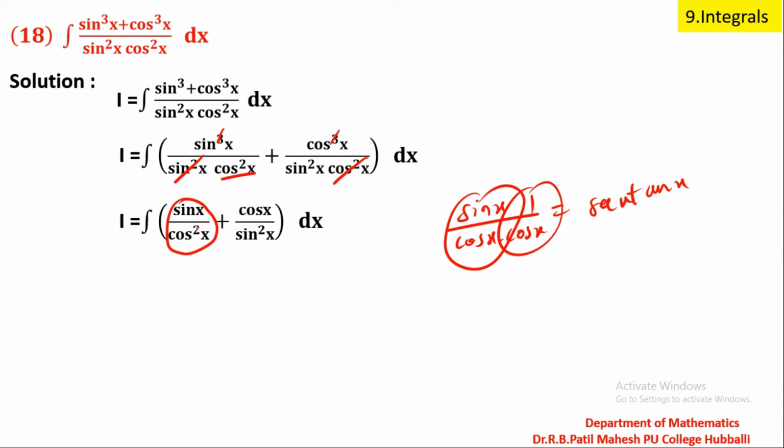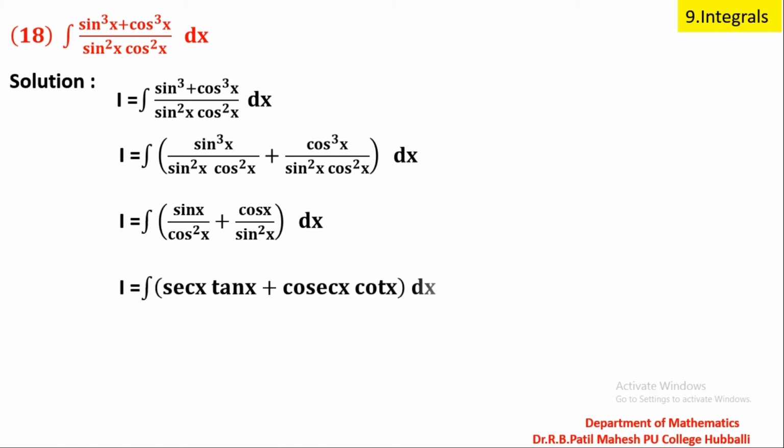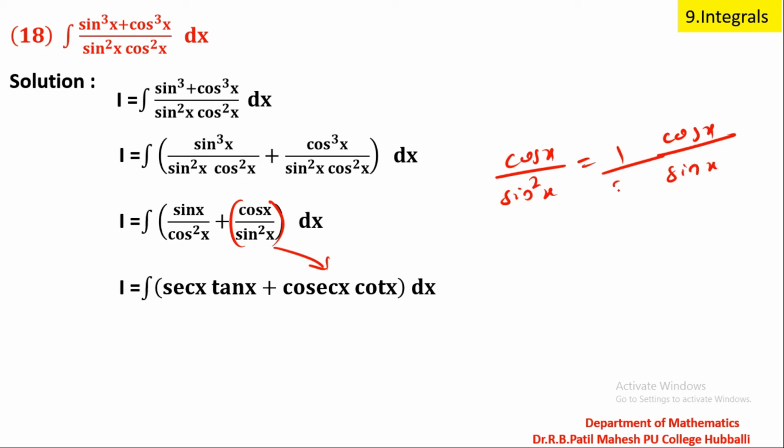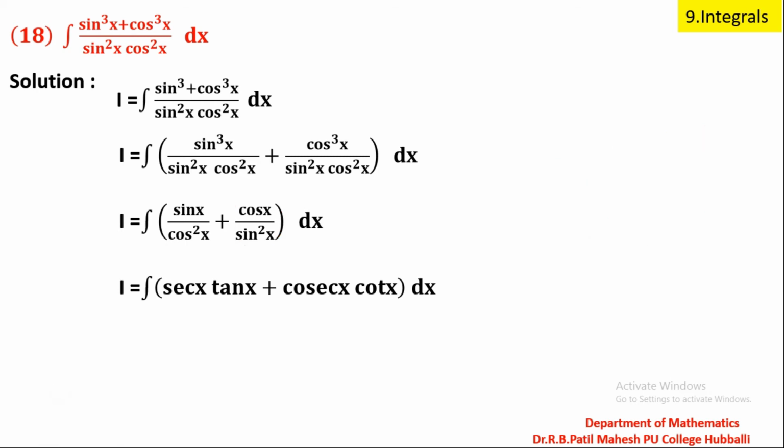So sin x upon cos square x, we can replace it directly with sec x into tan x, and cos x upon sin square x directly with cosec x into cot x. I will show you. Cos x upon sin square x: first you write it as cos x upon sin x, and 1 upon the other sin x I will write here. So 1 upon sin x is cosec x, and cos x upon sin x is cot x. Therefore cosec x into cot x I can replace for cos x upon sin square x. Hope you followed. Now integration for both the functions.